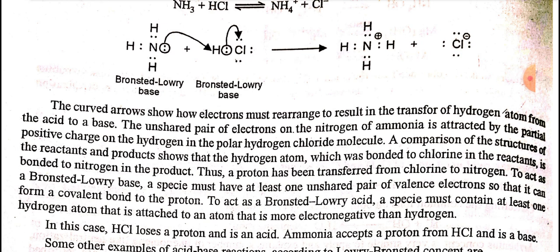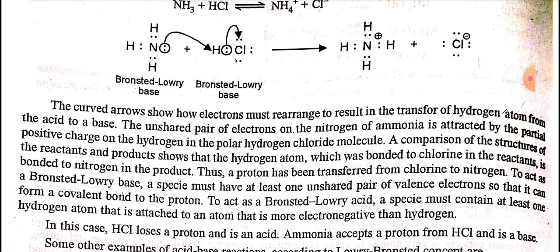The pair of electrons on the nitrogen of ammonia is attracted by the partial positive charge on the hydrogen of the polar hydrogen chloride molecule. A comparison of the structures of the reactants and the products shows that the hydrogen atom which was bonded to the chlorine atom in the reactant is bonded to nitrogen in the product. Thus, a proton has been transferred from chlorine to nitrogen.